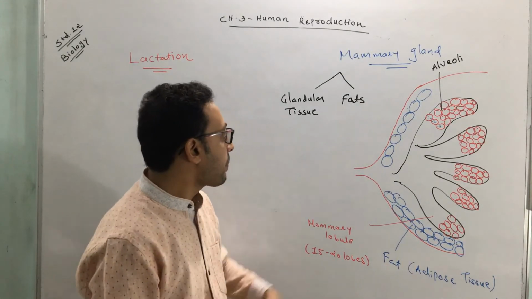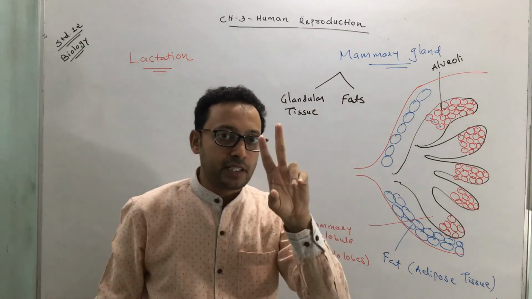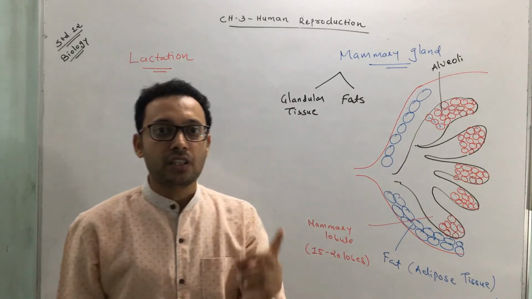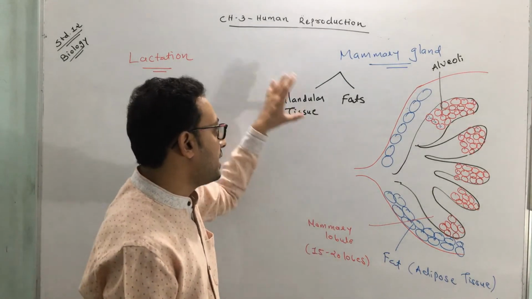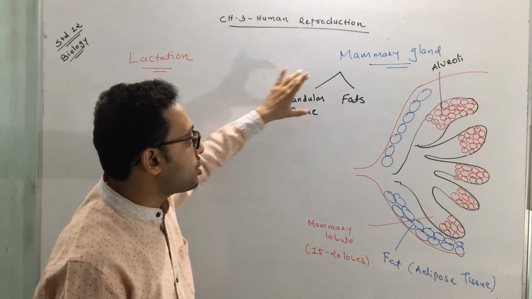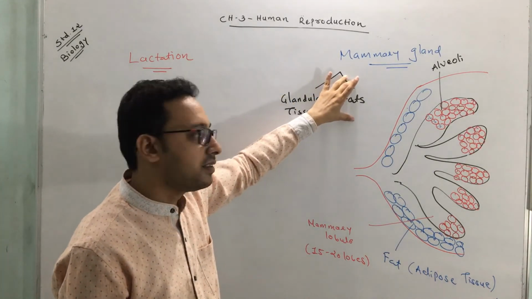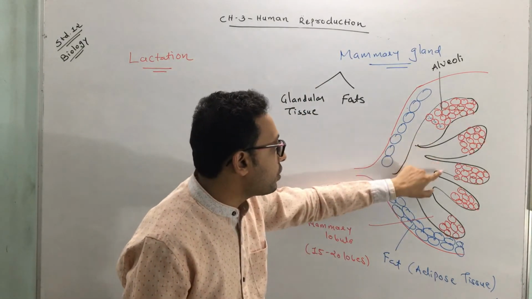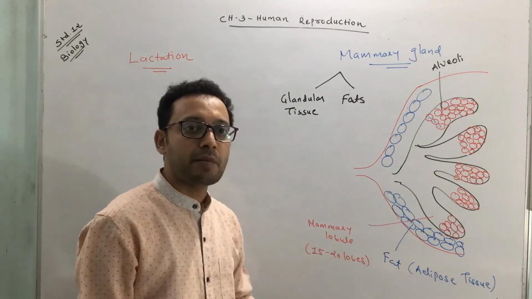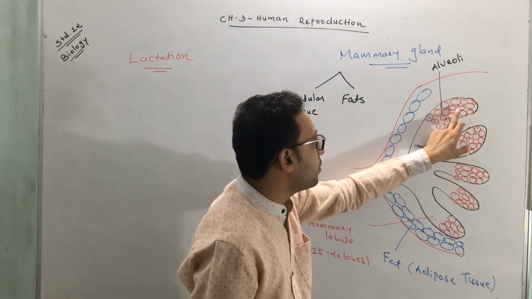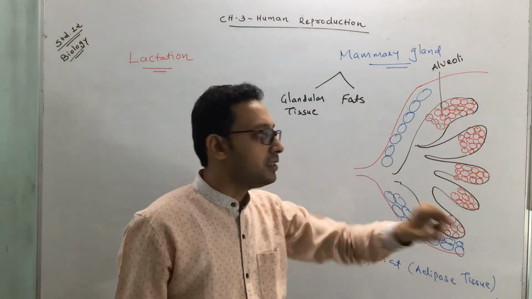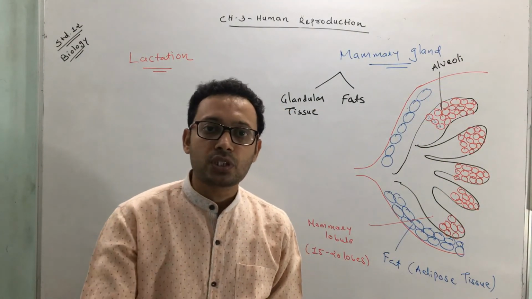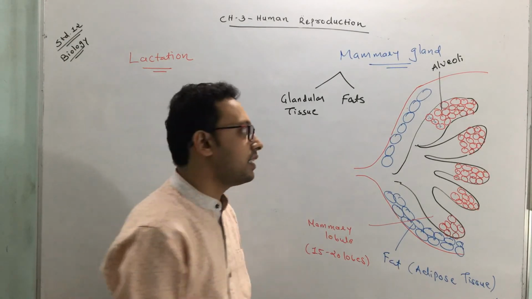Again, repeat. The mammary glands are present in a pair, meaning two mammary glands are present. It is well developed and functional only in female mammals. It consists of two types of tissue, a glandular tissue and a variable amount of fat. The glandular tissue divides into 15 to 20 lobes, which we call mammary lobules. Each mammary lobule contains a group of cells, which we call alveoli. These alveoli are where the milk is produced.